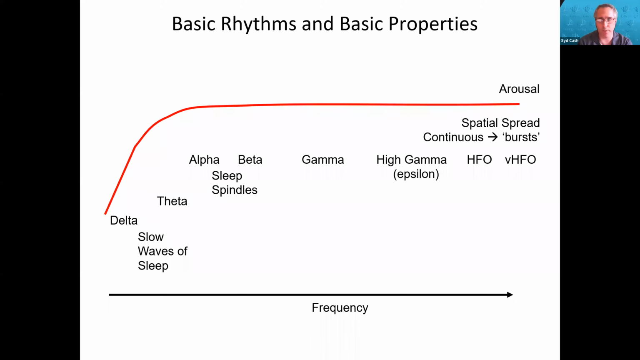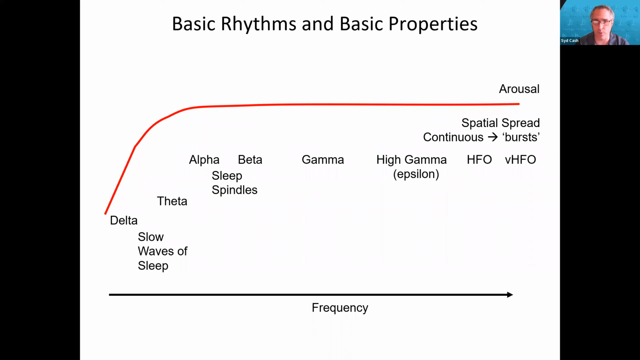And so now we have a bunch of different named oscillations or frequency bands of interest. As I just mentioned, started on the left-hand side at lower frequencies, there's delta activity. There are slow waves of sleep. There's theta, alpha, and beta, and sleep spindles, and gamma, high gamma, which is also called epsilon. And then there's high frequency oscillations and very high frequency oscillations. And in the red little fake graph here, I show you that there are some attributes that go along with these different frequency bands and the activity in them that are sort of generalized features.